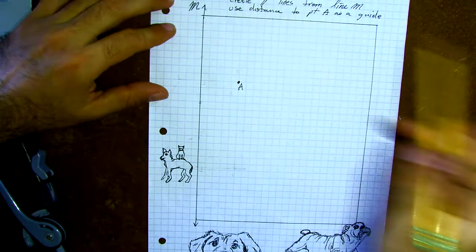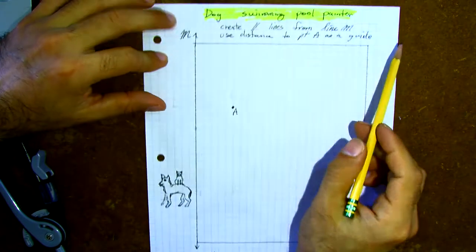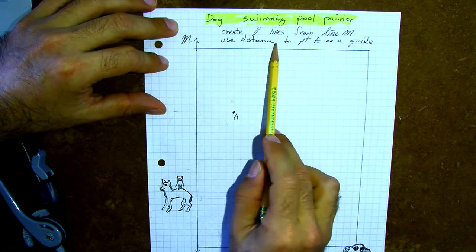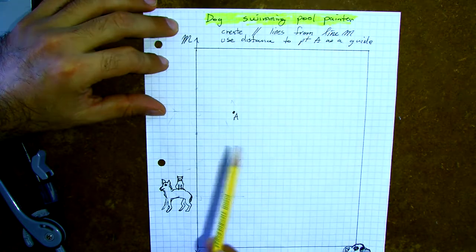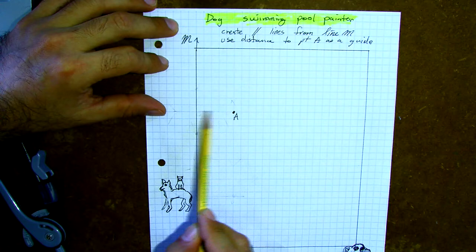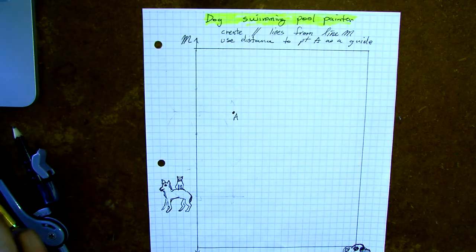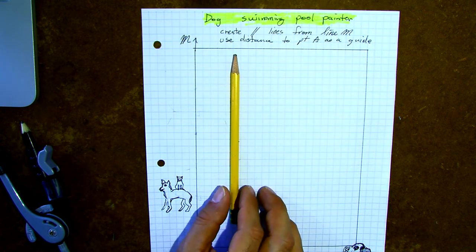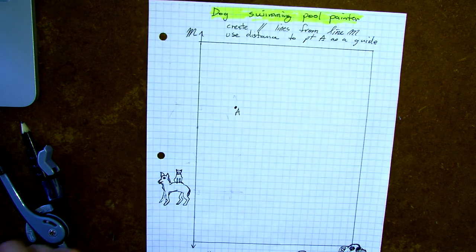But dog swimming pool. We've got to paint the lines here. We're going to create parallel lines from line M using the distance to point A as a guide. So we know it has to be this width. Okay. This one is a little bit trickier. But how are we going to create a parallel line? How are we going to get a line like this? Maybe I'll ask somebody at home. Thanks, Jeremy. Those are my drawings.